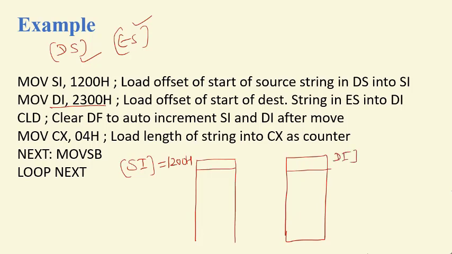DI is what? 2300. So this is what? Source, and this is what? Destination.